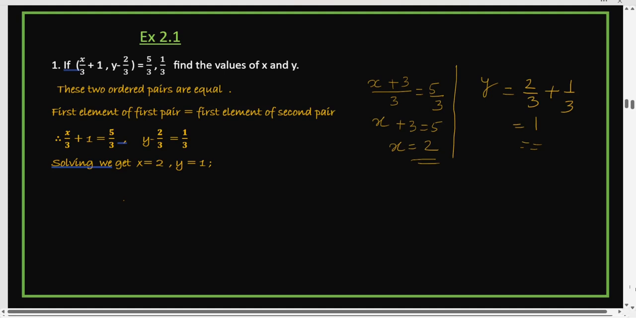Two sets are related with some relation. I will tell you the relation in the next video. But for now, just remember that these ordered pairs are the elements of the sets. We'll move to the next question.